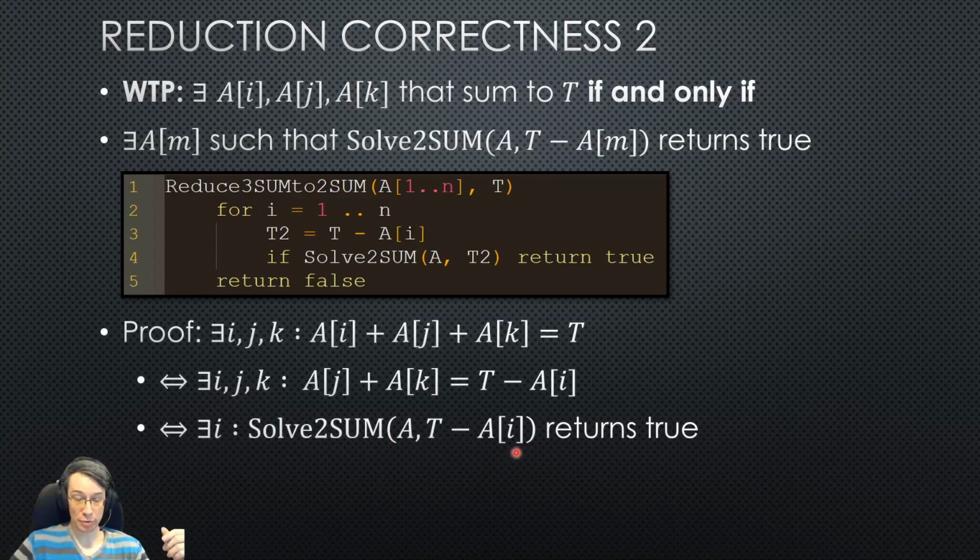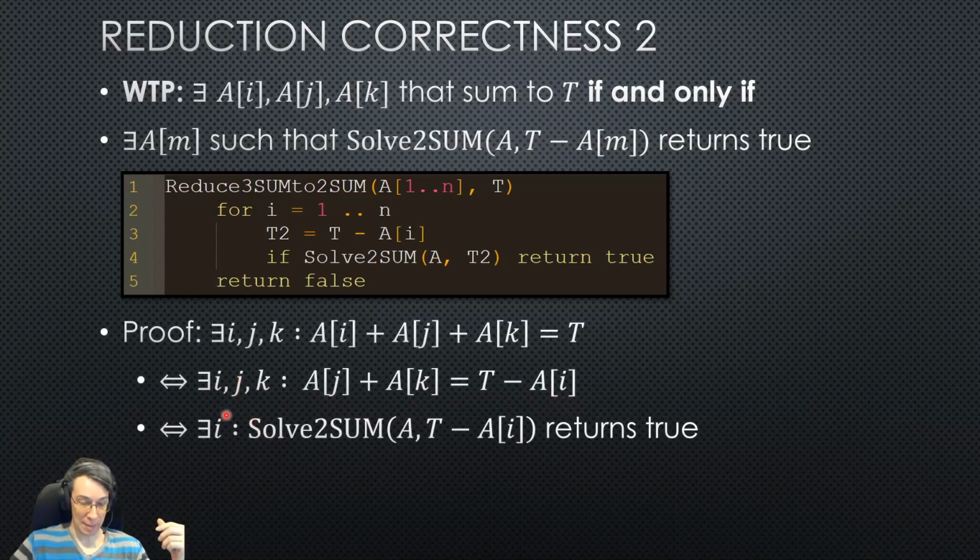So on one hand, if there is an i that causes solve2sum(a, t - a[i]) to return true, that means that there are two values, a[j], a[k] in a that sum to t - a[i]. Okay? a[j], a[k] that sum to t - a[i]. That's exactly this expression up here, right?